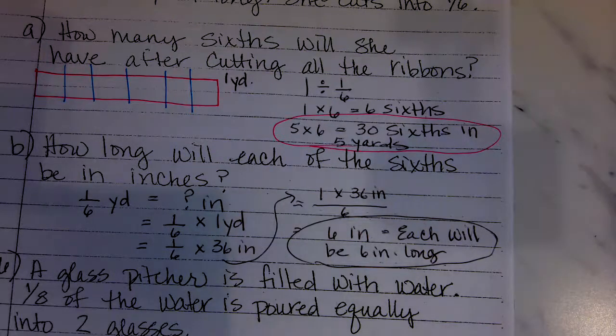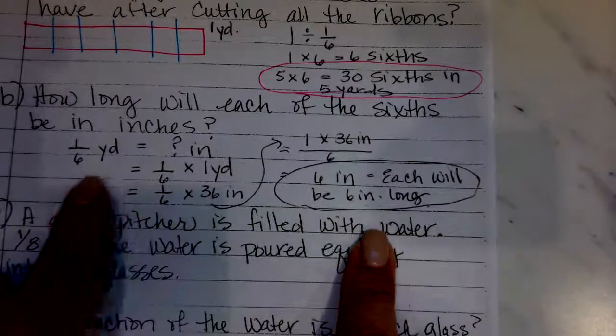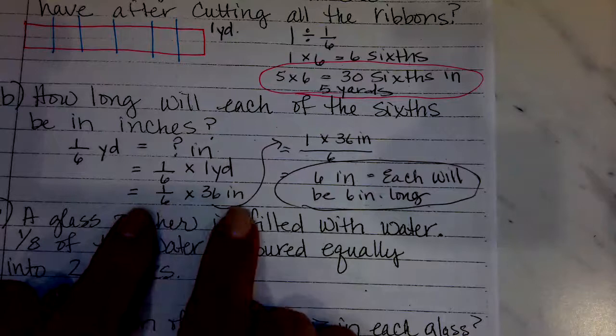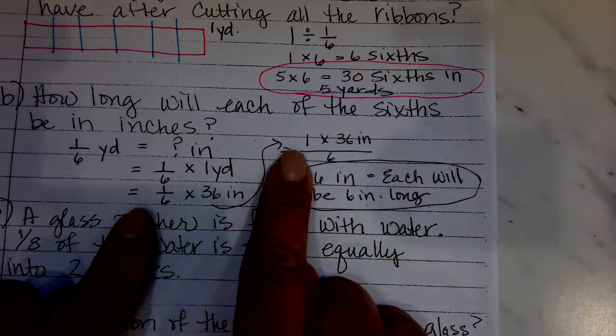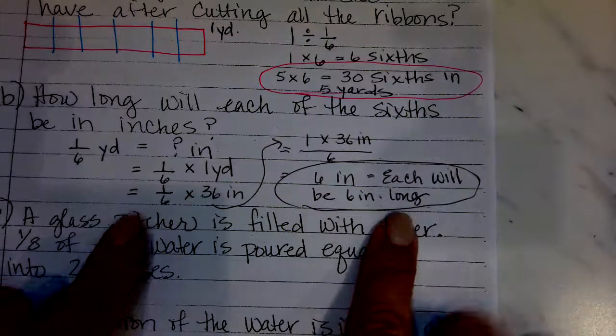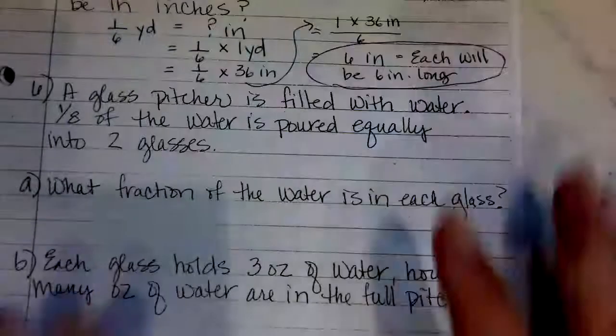All right. Then how long will each of the 6 be in inches? Well, now we're going to decompose: 1/6 times 1 yard, 1/6 times 36 inches. 1 times 36 over 6, 6 inches. Each will be 6 inches long, and that's going back to what I already know, right?